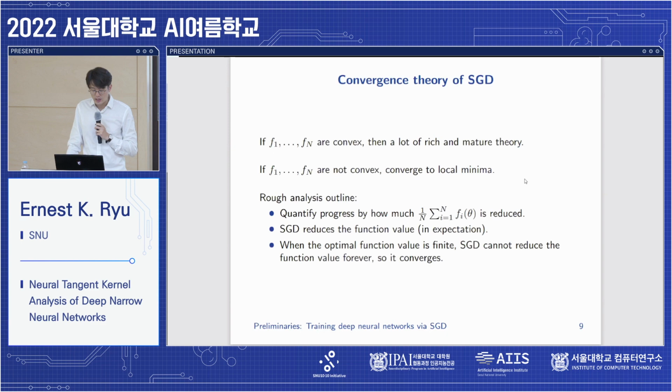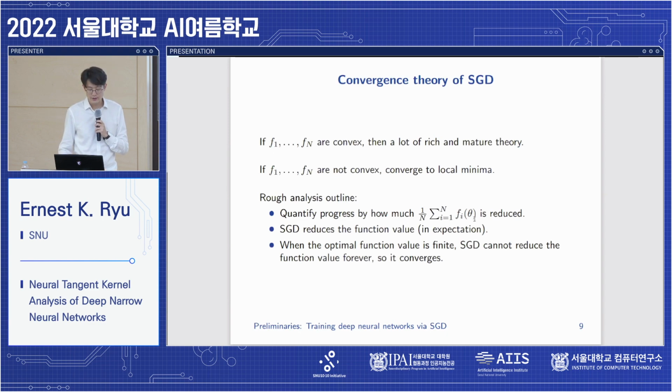When the functions are not convex, we can still establish that the training dynamics converges to a local minimum. And roughly speaking, here's how one can carry out the analysis. Here's how one can carry out the proof. This is an outline, a template for how to carry out these analyses. First, we quantify the progress by how much the function value, the loss value, is reduced. After all, the goal is to minimize the loss value. We want to solve this minimization problem, so we quantify with the function how much progress we have made.